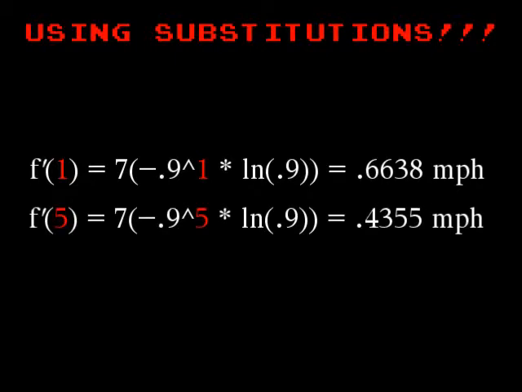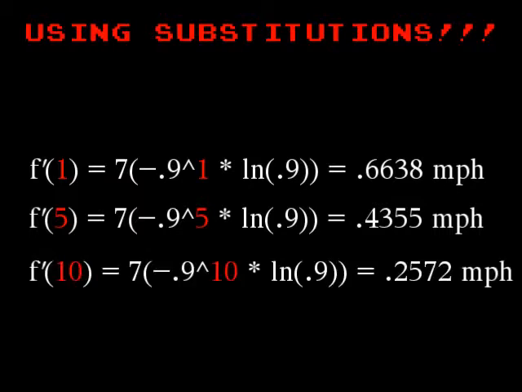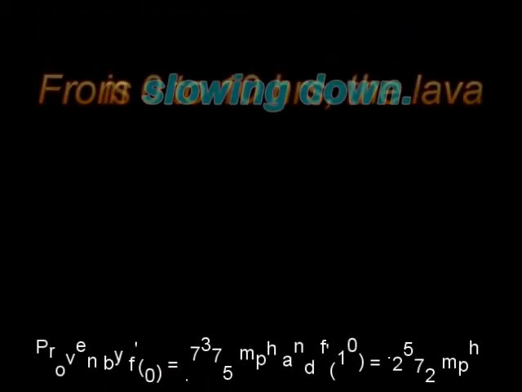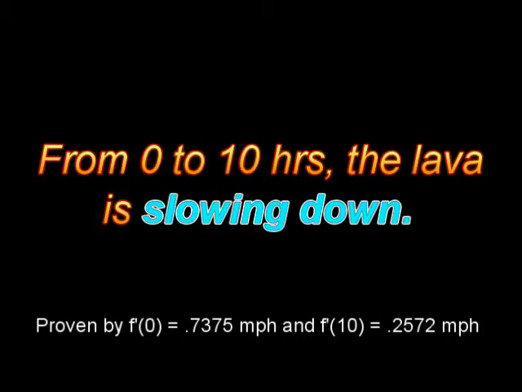At x equals 5, f of 5 is approximately equal to 0.4355 miles per hour. At x equals 10, f of 10 is approximately 0.2572 miles per hour. And finally, at the start, x equals 0, f of 0 is approximately 0.7375 miles per hour. Looking at these trends from 0 to 10 hours, you can see that the lava is slowing down.